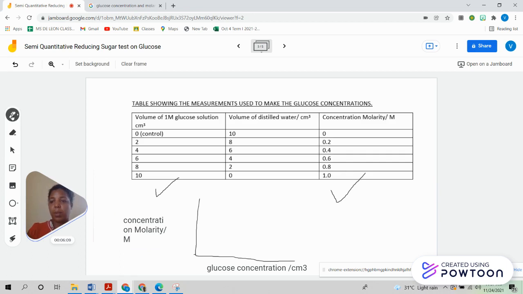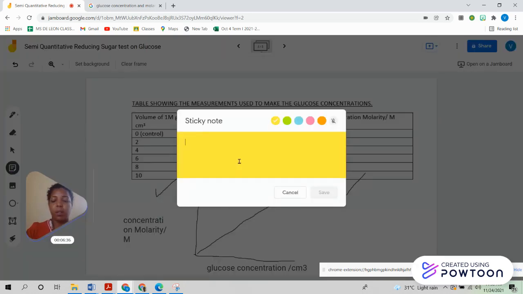Your graph should be a straight line. Don't forget to put a title for your graph. Your title must be in capital letters. Okay, that's your first graph. This graph is to be completed in results.